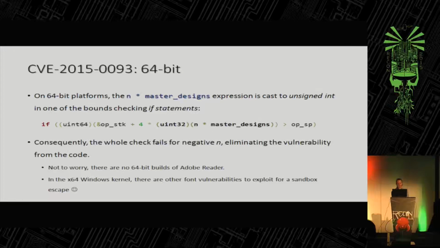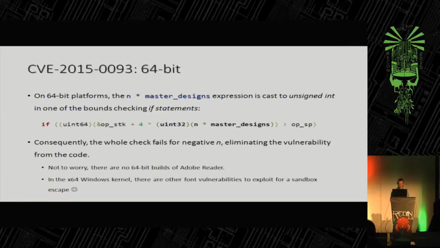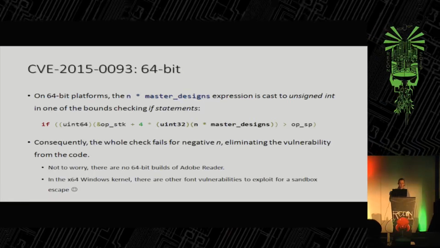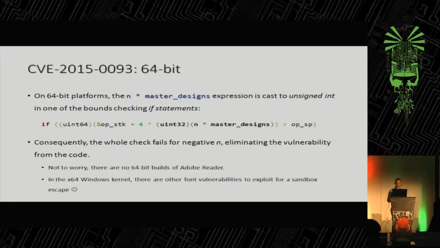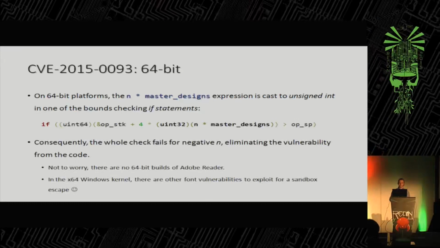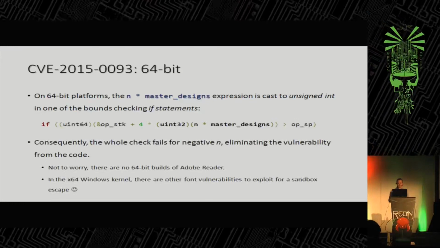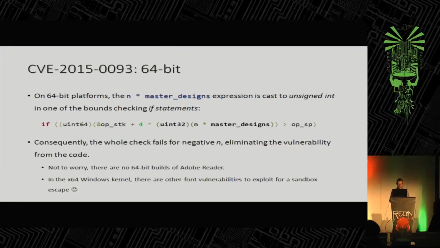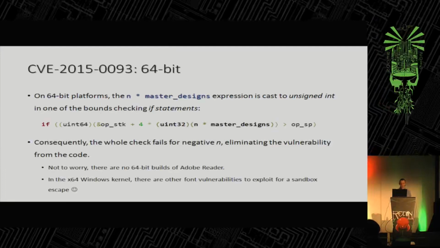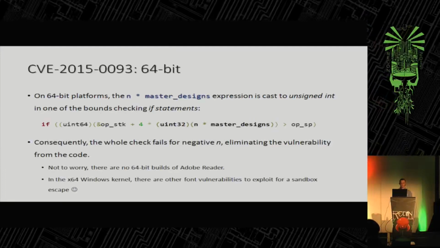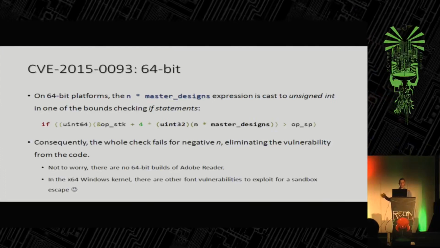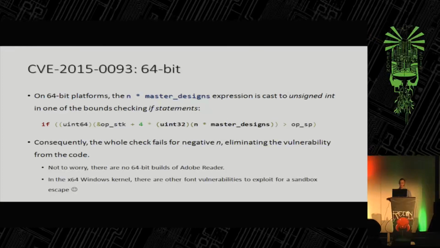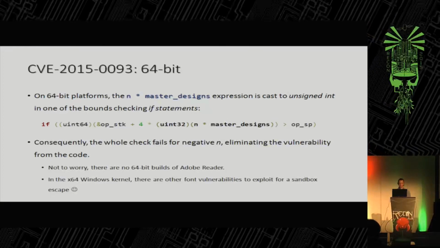But 64 bits is kind of a problem, as I said, because if you look at the code, it turns out that the n times master designs expression is cast to unsigned int before it is added to the 64-bit pointer of operand stack. And then if you specify a negative n value, the full expression will fail. So the if will execute and we will just be aborted. But the fact is that there is no 64-bit version of Adobe Reader to my current knowledge, so we can still own all of Adobe Reader. And for the 64-bit Windows kernel, we still have some other font bugs that we can exploit to get EOP.